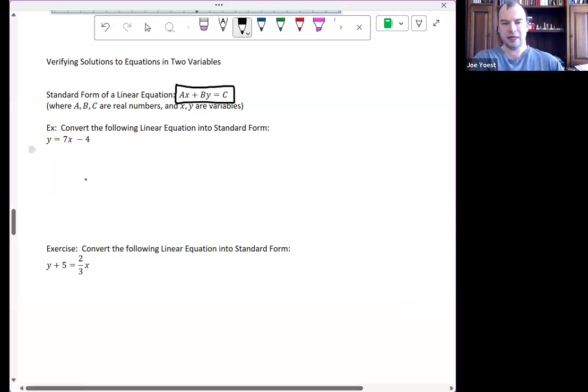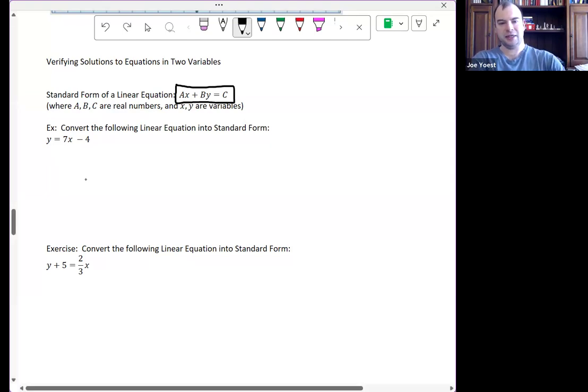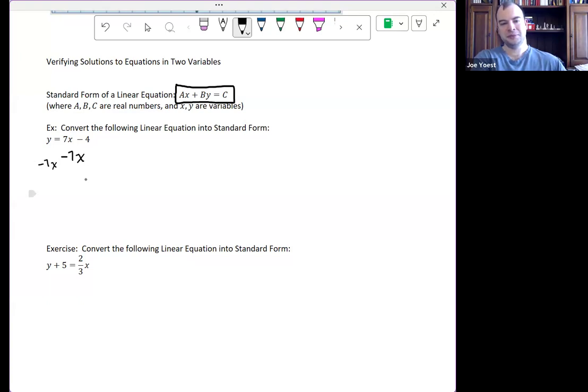I think the easiest way to do that, I noticed that if I move my x term to the other side, my one x term and my one y term will be on one side, and then my constant -4 will be on the other side, and that's what I want for standard form. I can achieve this by subtracting 7x from both sides, and I get -7x plus y, or plus 1y, equals -4. So here b equals 1, c equals -4. And this would be my equation in standard form.